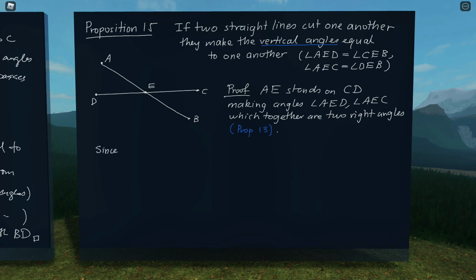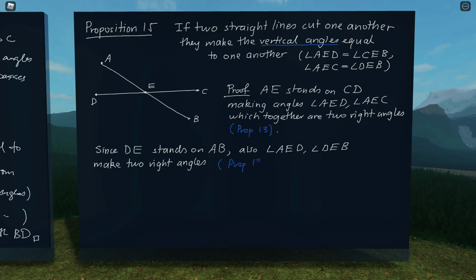Okay, so similarly, since DE stands on the straight line AB, also AED and DEB make two right angles, for the same reason. So the argument's the same as before.